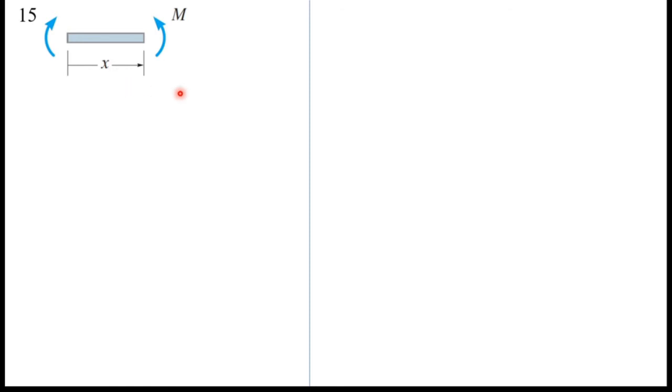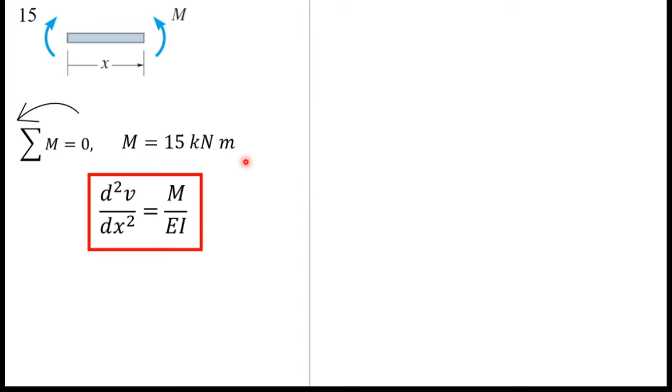So you can see this is the MP, it is 15 kilonewton meters, and this is the new moment M. Next I am going to find this moment M. For that I will consider the counterclockwise moment of this small part of beam. When I take moments, I can get M equals 15 kilonewton meters.